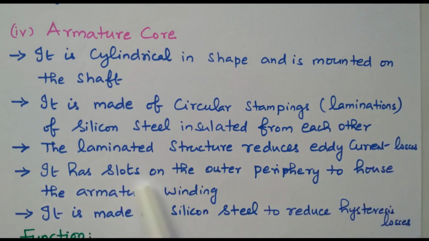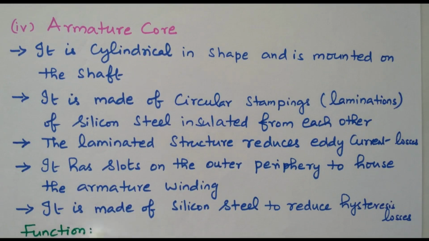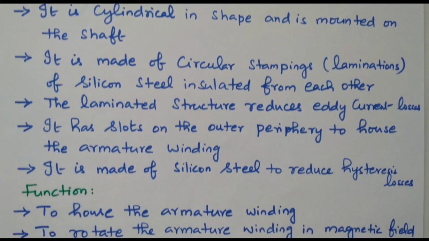It has slots on the outer periphery to house the armature winding. The slots will be there, and over the slots the armature winding can be placed. It is made of silicon steel to reduce hysteresis losses. So, in order to reduce the hysteresis losses, it is made up of silicon steel. So, what is the function of this armature core?